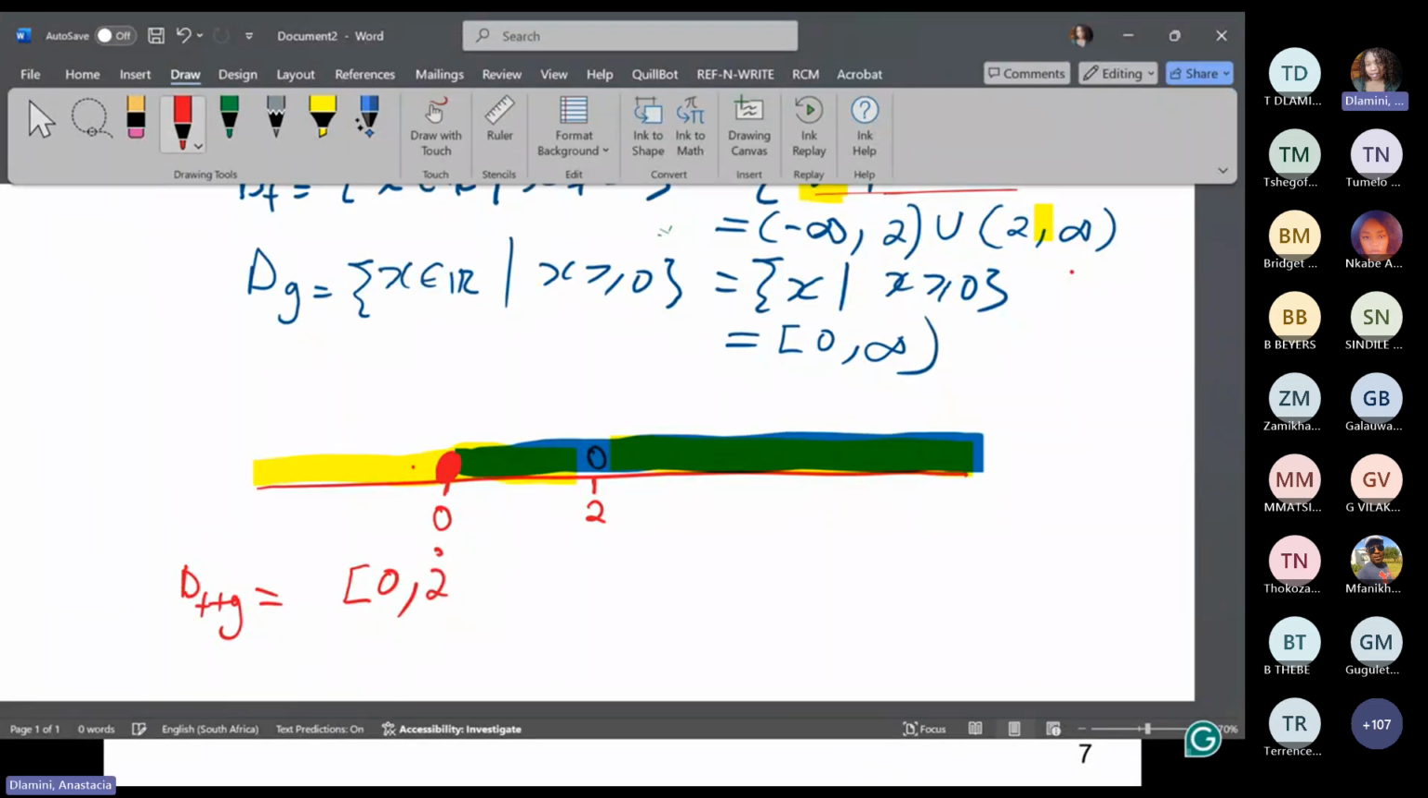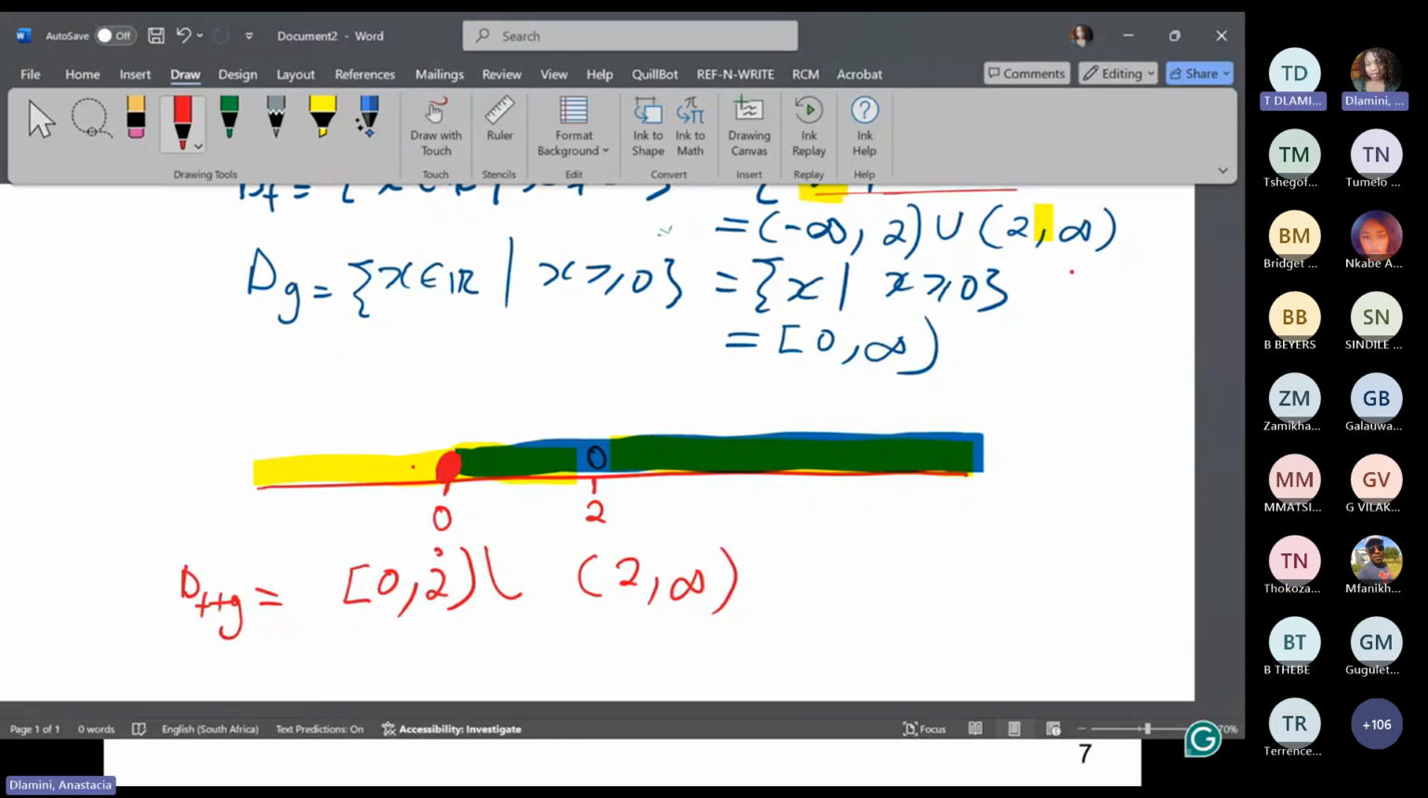Is that the only place where we see green? No, ma'am. It's also from 2 to infinity. From 2 to infinity, ma'am. Open bracket, close. Open. Bracket. Union, open bracket. Do we put union or and? Ma'am, union. Thank you.